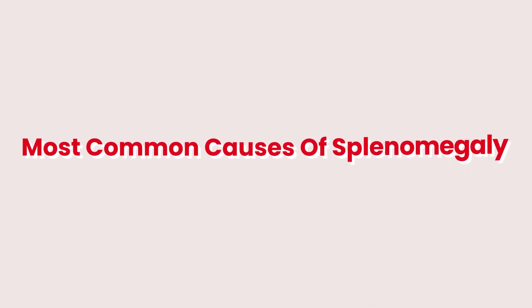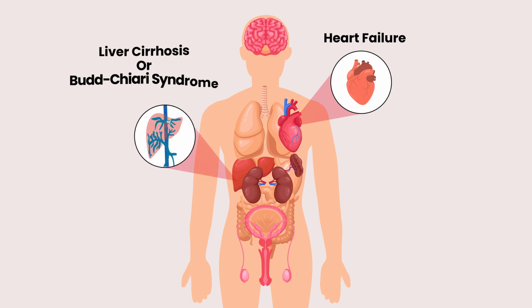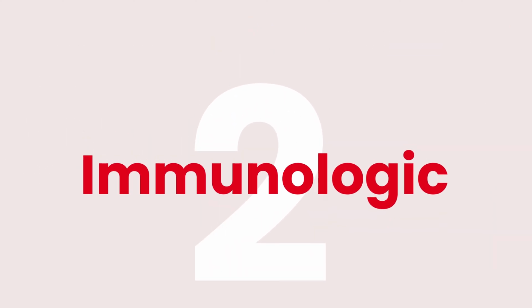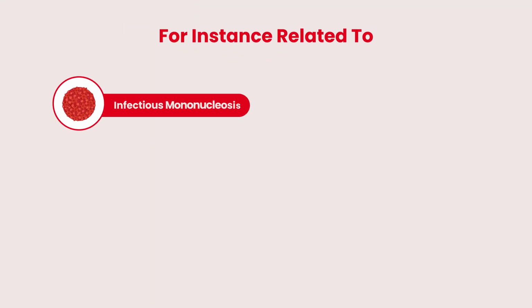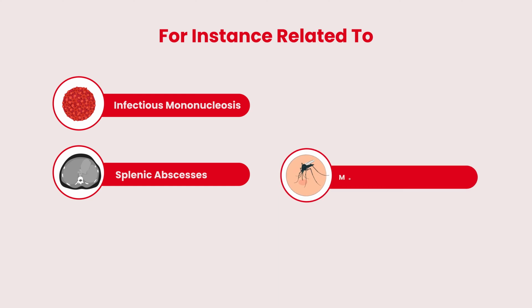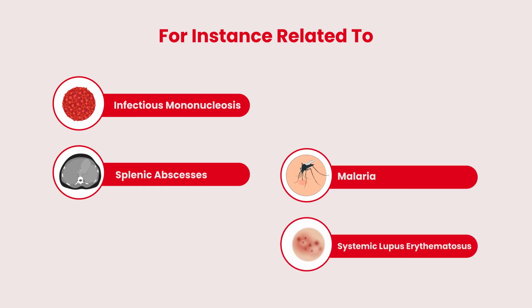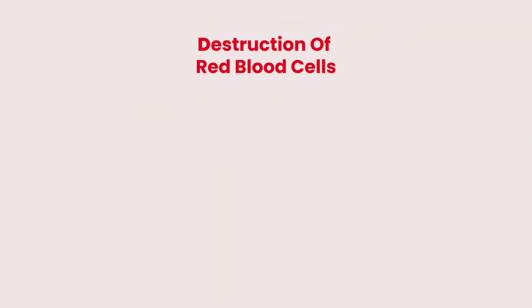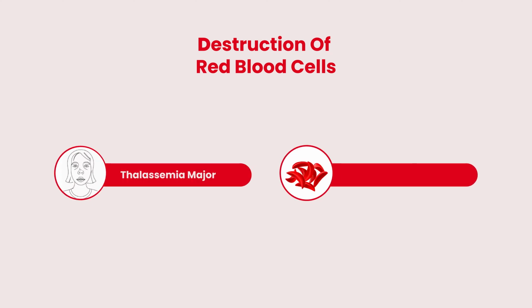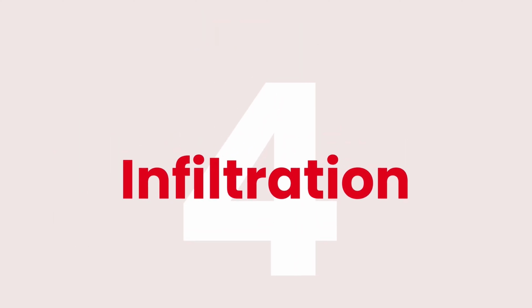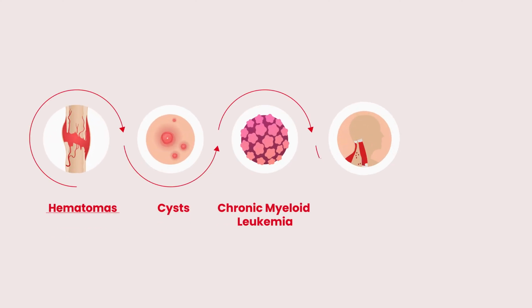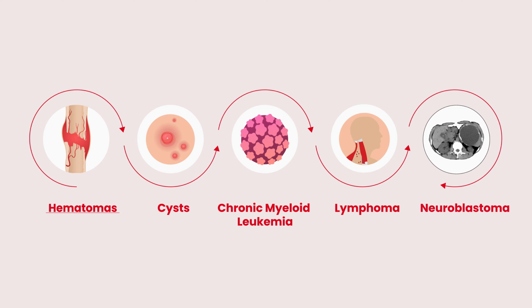The most common causes of splenomegaly are congestion, for example related to heart failure, liver cirrhosis, or Budd-Chiari syndrome, where a thrombus might form in the inferior vena cava or hepatic vein. Immunologic, for instance, related to infectious mononucleosis, splenic abscesses, malaria, or systemic lupus erythematosus. Related to hemolysis, or the destruction of red blood cells, for instance in thalassemia major and sickle cell disease. Finally, infiltration from hematomas, cysts, CML, lymphoma, and neuroblastoma.